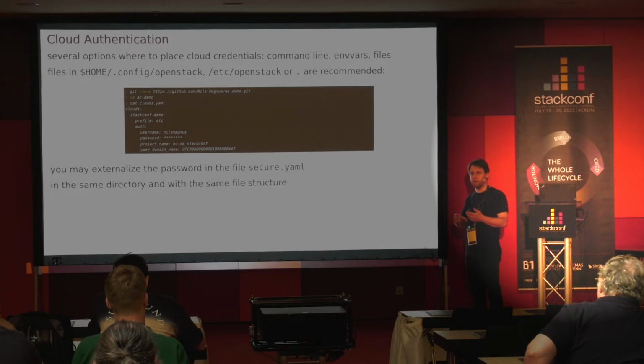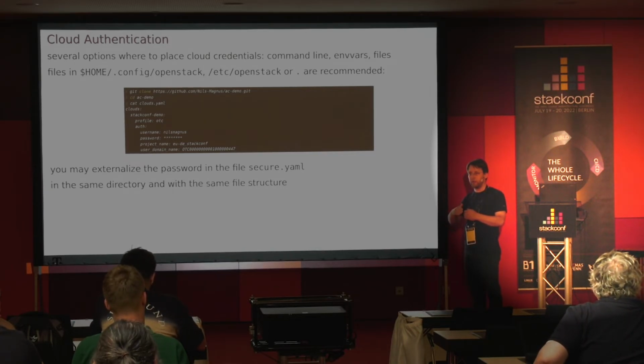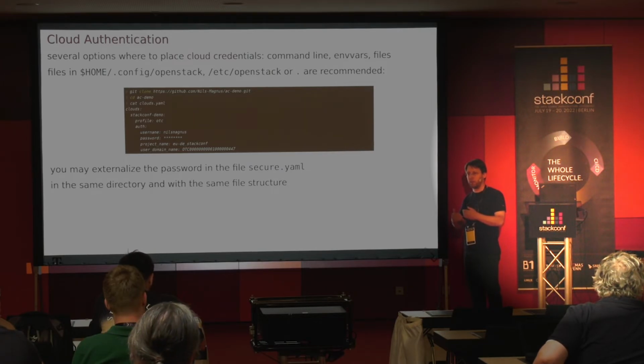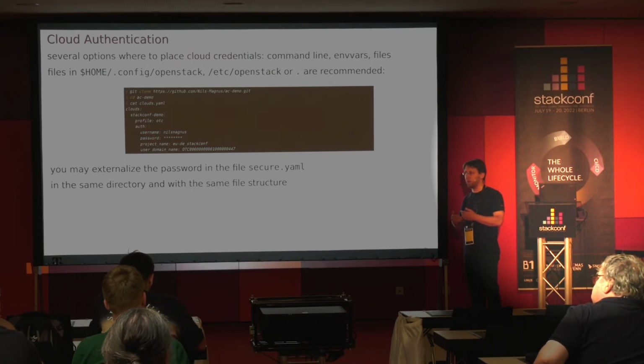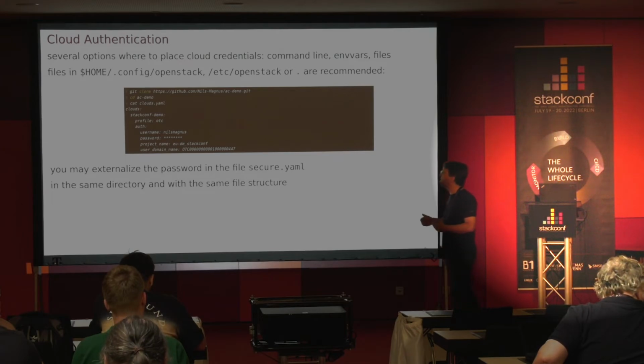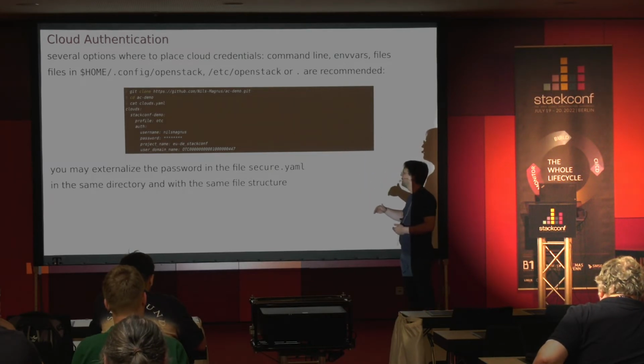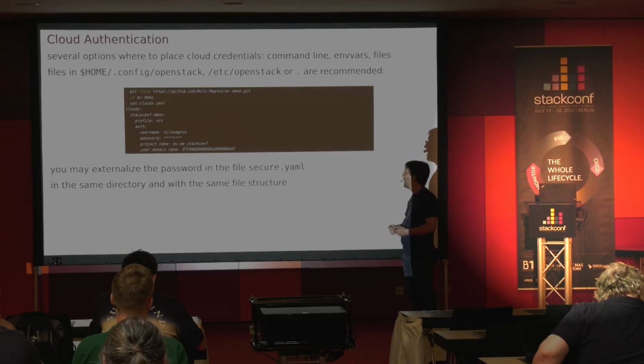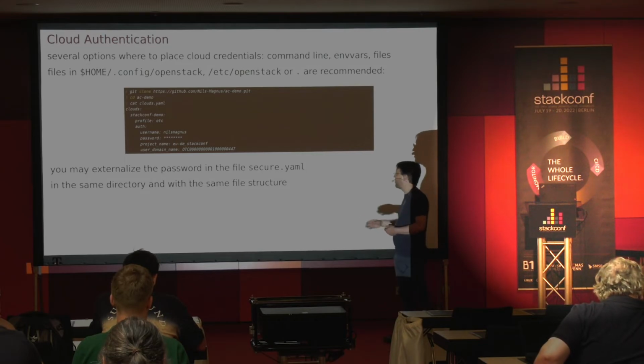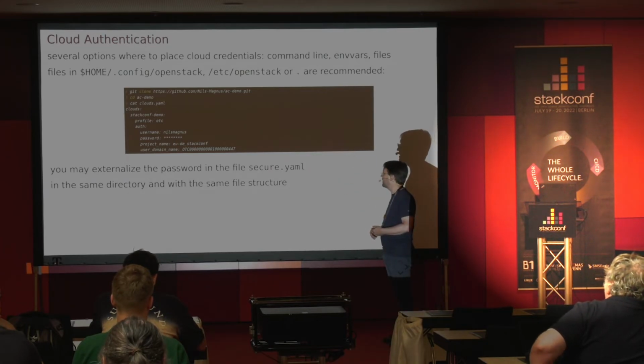It can be easily sneaked by looking at the process list. The same applies under some circumstances for environment variables. So the best way is to create a file like this, clouds.yaml, in the mentioned paths. There are several options, and put in some profile, as I prepared some here.